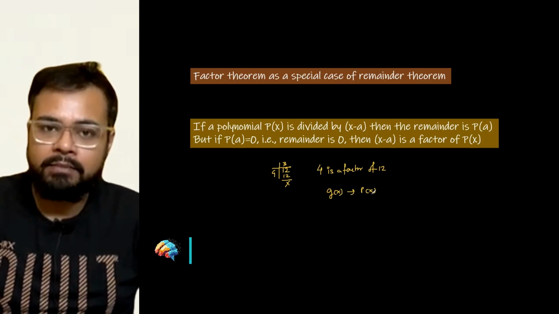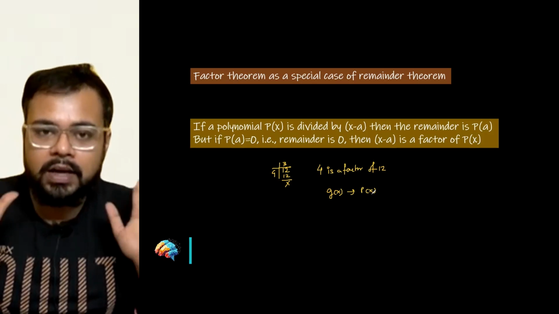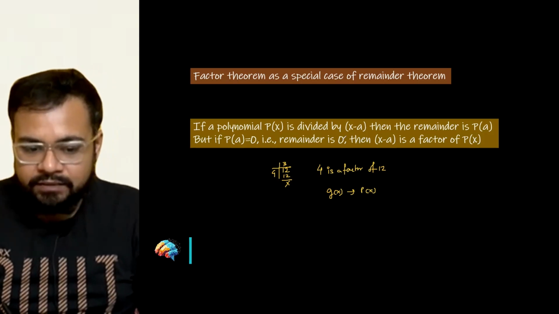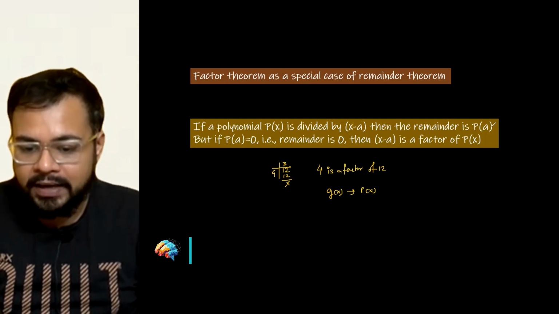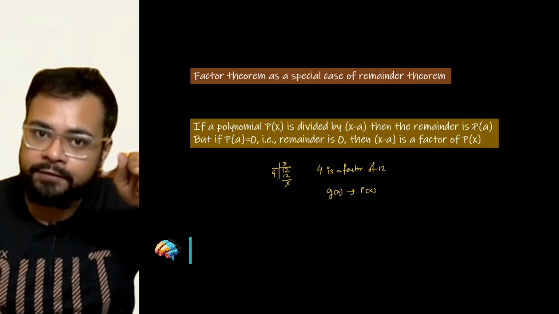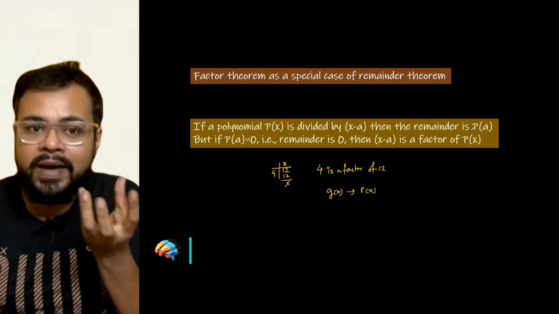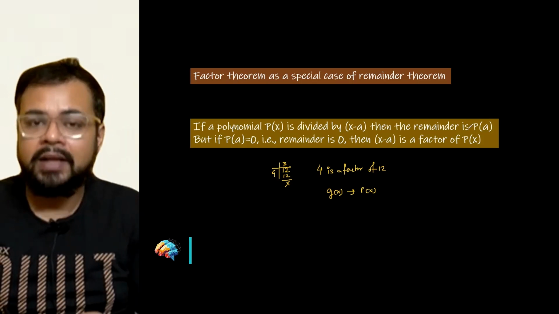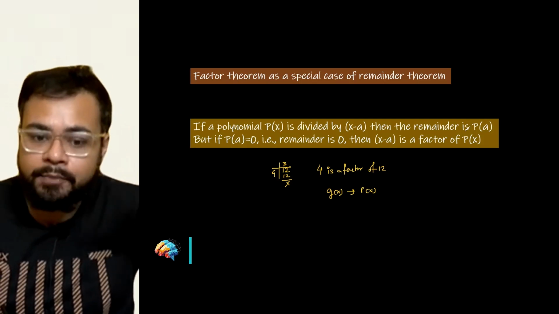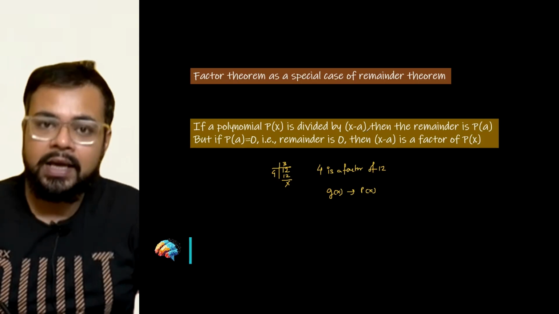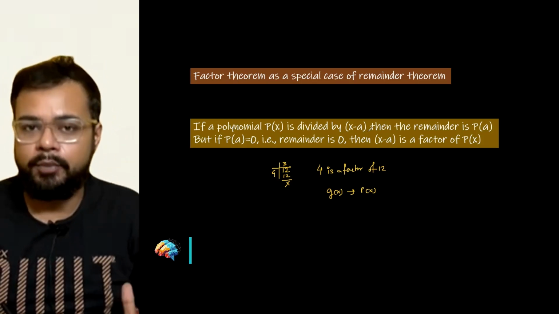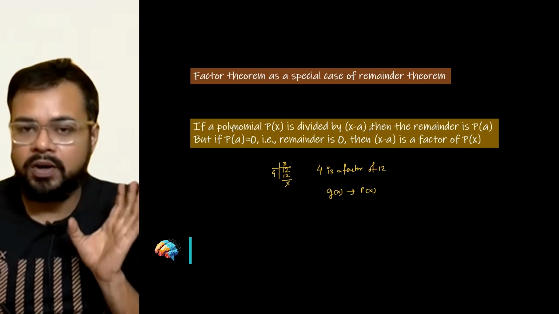Okay, same as numbers. Simple, clear-cut understanding here. So that is what they are saying: if somehow P(a), while substituting a in place of x in the polynomial, you get that answer as 0, that means your remainder is 0. That means the divisor polynomial, that x minus a, was a factor of the dividend polynomial, that is P(x). I hope you understood this.